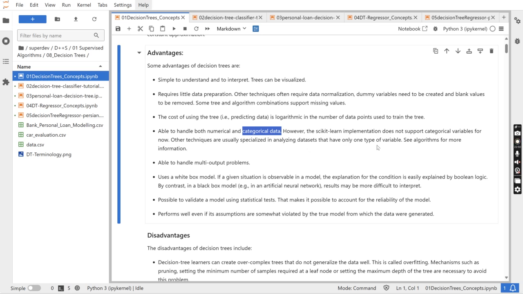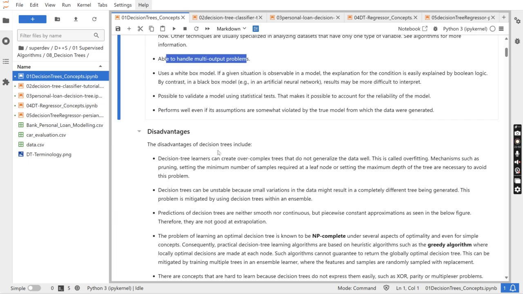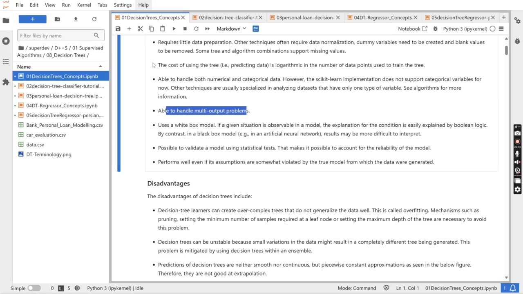Here you don't have to do that, and it can handle multiple output problems. Linear regression essentially is used for binary classification, although you can use multi-class as an option. It may not essentially work well, but decision tree is not like that. It can work on multi-output problems also.